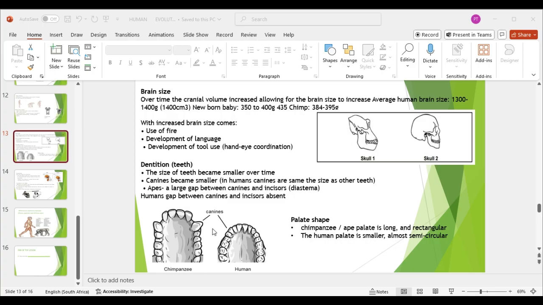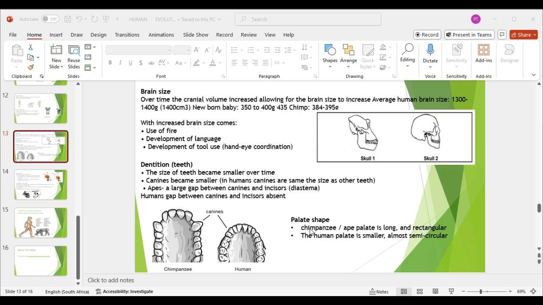Here, this is a picture showing the chimpanzee's mouth and also the human's. Remember, we were talking about the teeth. You can see here that the canines of the humans are the same size as other teeth. Here on the apes, they are larger.